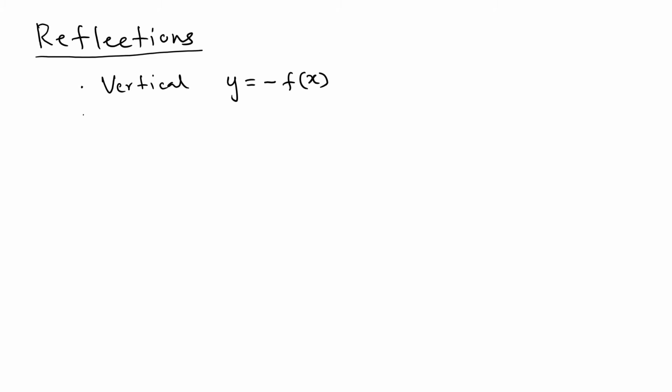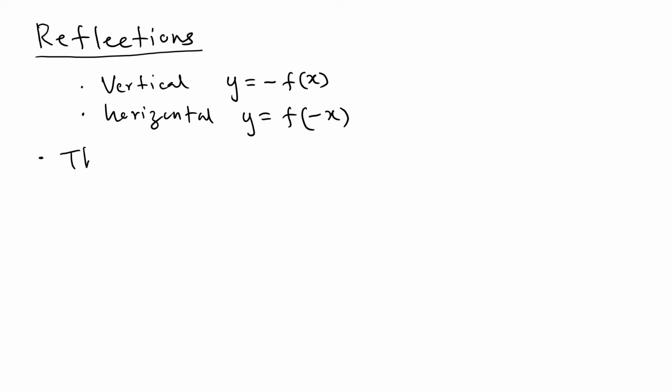And then we have horizontal reflections. Horizontal reflections mean that you change the inside of the function, so f of negative x, things like that. So those are the two reflections we're going to talk about. Let's work on that in detail.